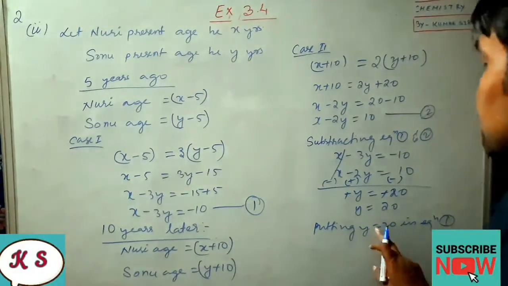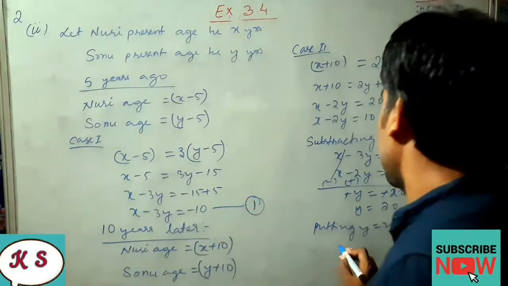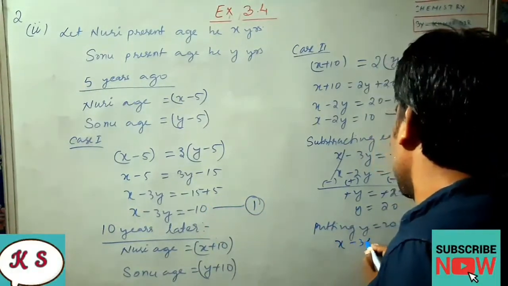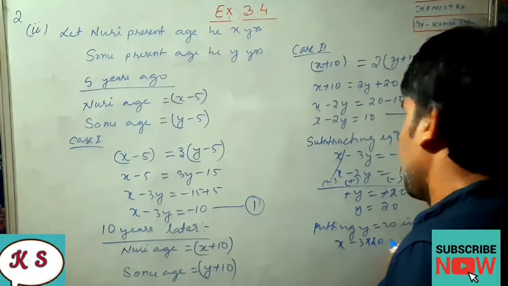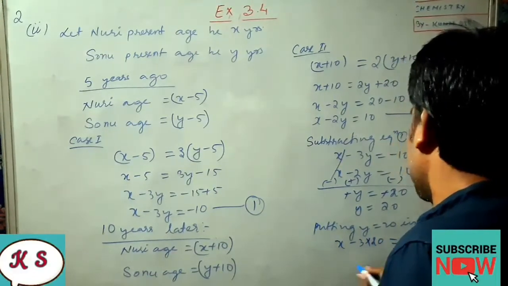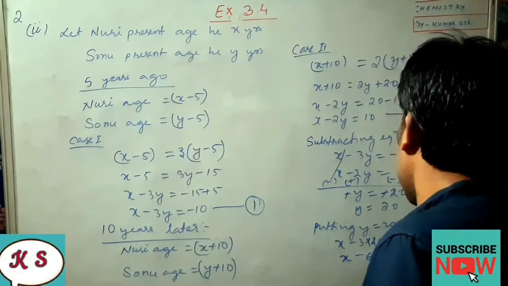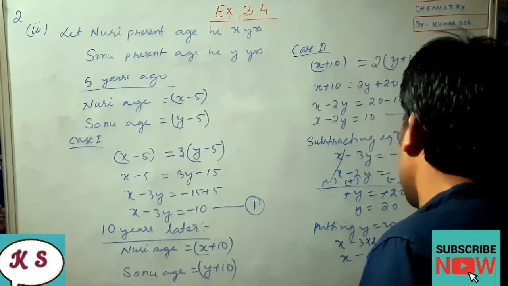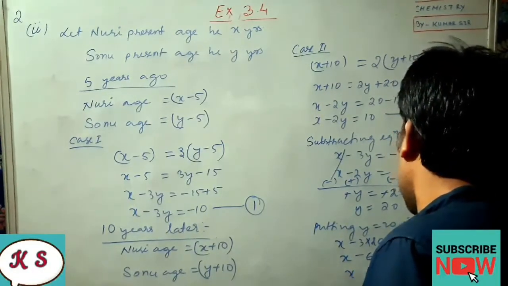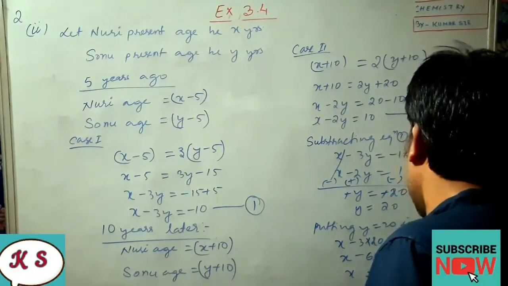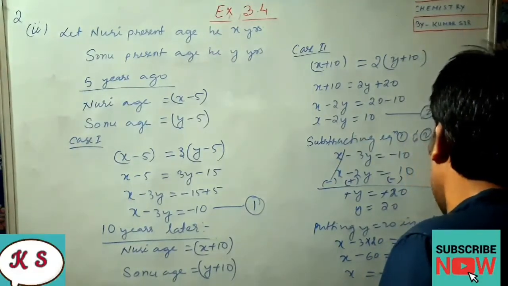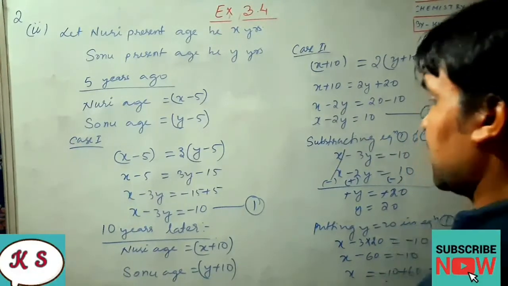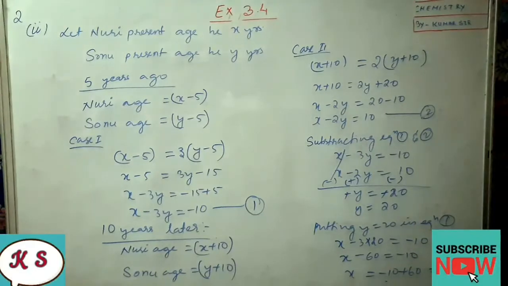So when you put y equal to 20 in equation number 1, then you will get x minus 3 into 20 equal to minus 10. So it will be x minus 60 equal to minus 10. So x will be equal to minus 10 plus 60, which is equal to, we are getting 50. Okay, got it? So you got how much x equal to? You are getting x equal to 50. Got it or not?